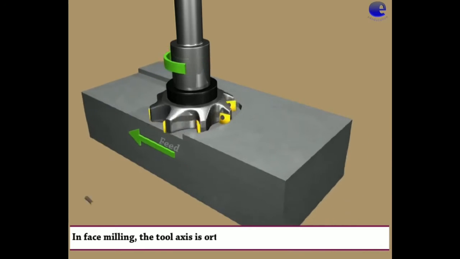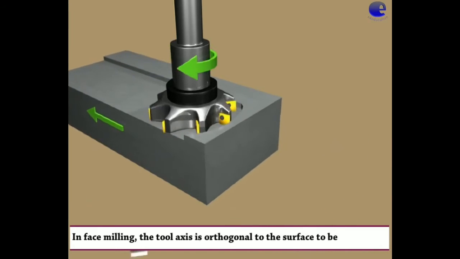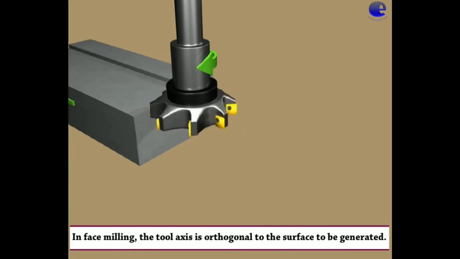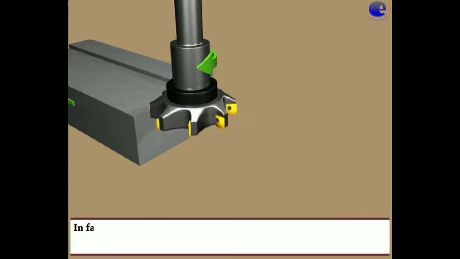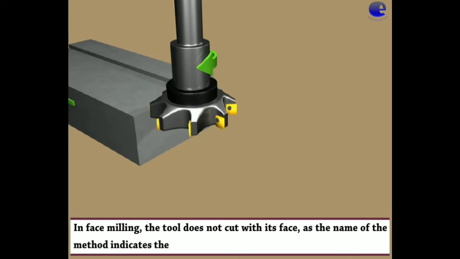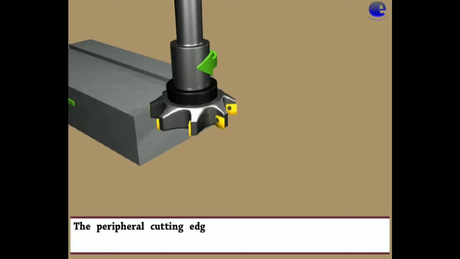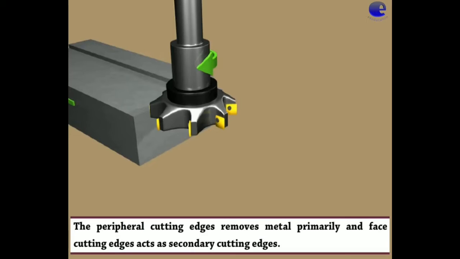In face milling, the tool axis is orthogonal to the surface being generated. The tool does not cut with its face, as the name of the method might indicate. The periphery cutting edges remove metal primarily and the face cutting edges act as secondary cutting edges.